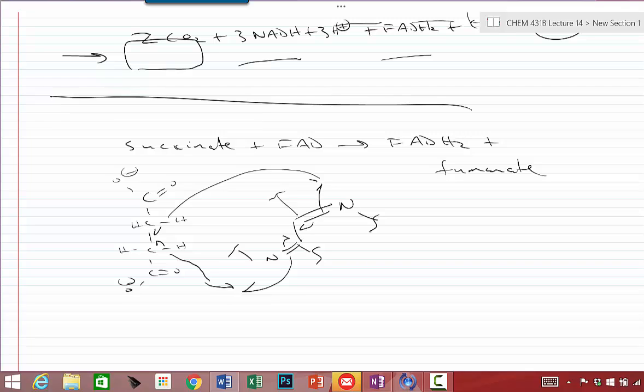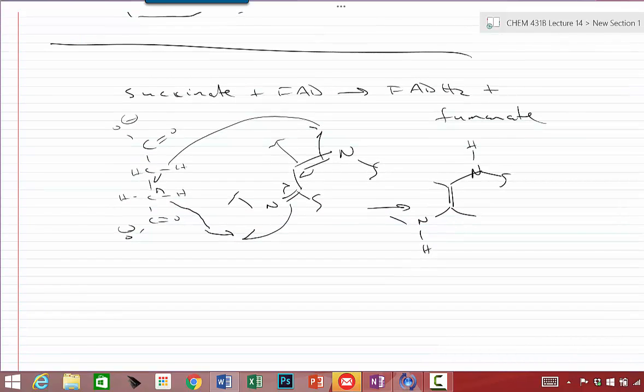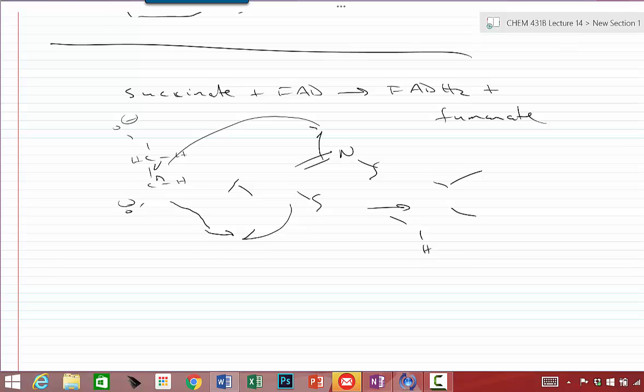And so that's going to be the mechanism here. And what's going to happen is we're going to create a double bond here, and actually I better finish this up before I forget. And so we will get 2 hydrogens added on to the FAD, okay? And also, we're going to get fumarate. Okay, I'll repeat this next time.